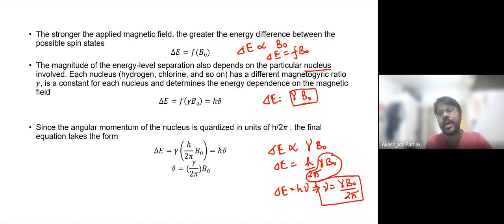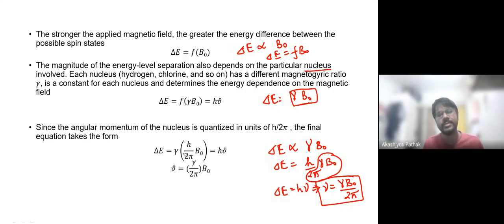So if you have to excite a nuclear spin state from one energy state to another energy state, then you have to apply an energy which is equal to this hν value. And ν will be equal to the gyromagnetic ratio of the nuclei times B0 over 2π. So this is a very important expression when we are discussing NMR spectroscopy.